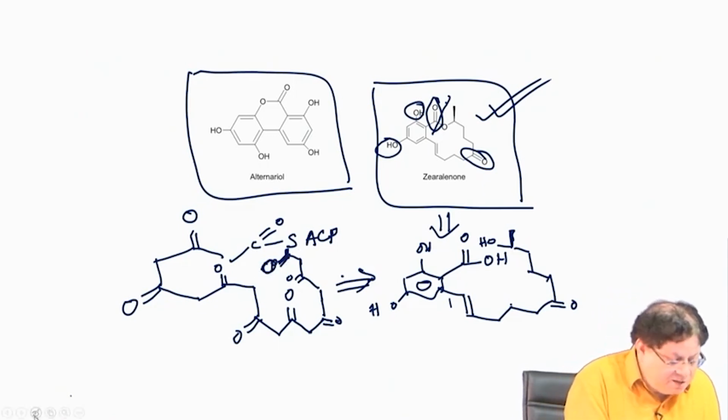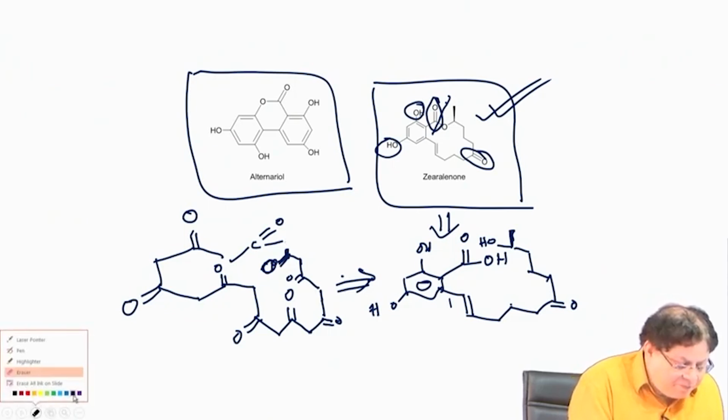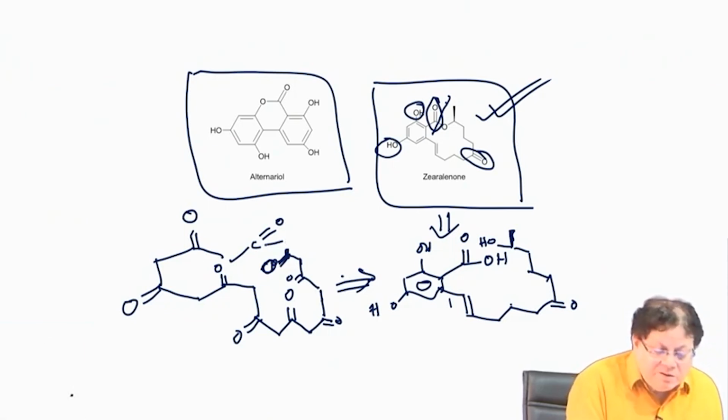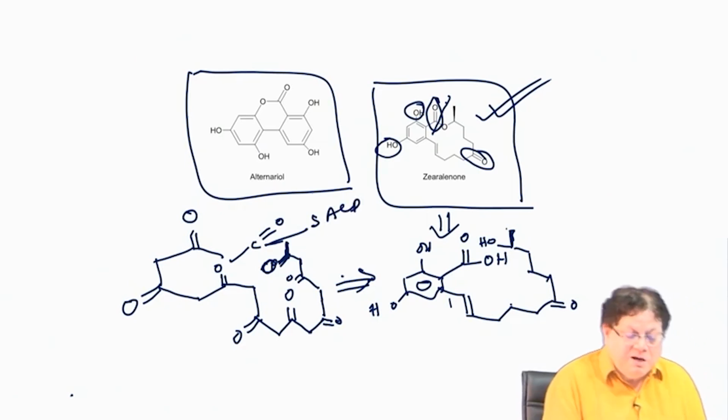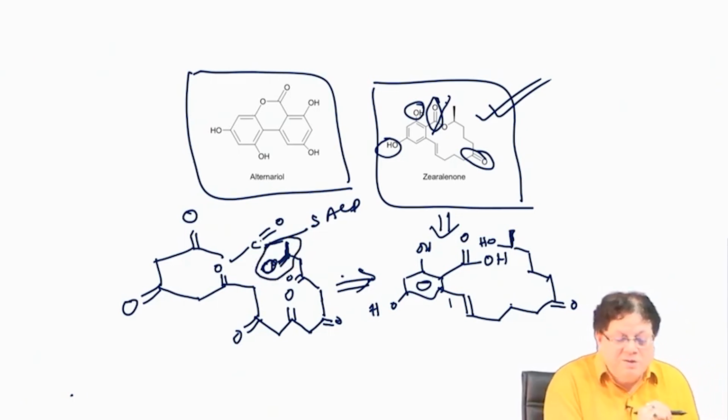Maybe the SACP is making the problem. So, there is a methyl here, this is a SACP, and this is the methyl that is present here. Okay. So, now the starting unit is what? Starter unit is, or the starting unit is this acetyl coenzyme A.